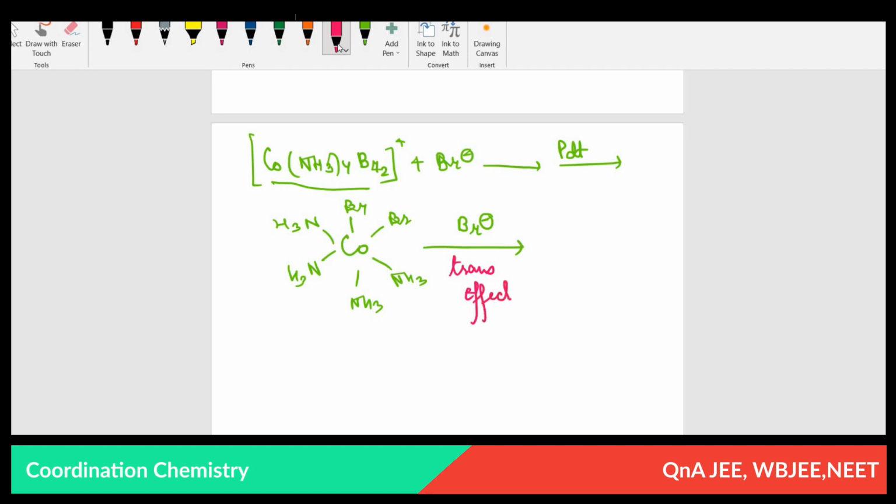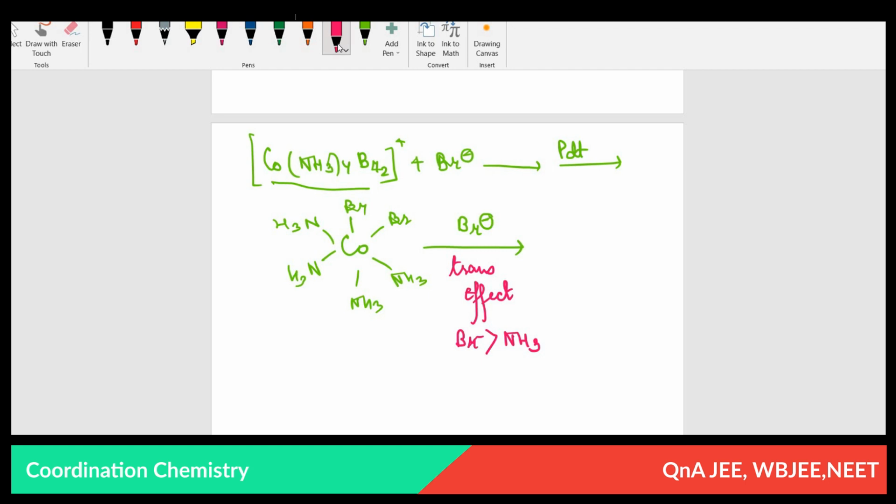Now, you don't need to know exactly what trans effect is because it's a huge concept, but what you need to know is that trans effect is when certain species which enter into a complex have a greater power to obtain the trans position than the given ligand in the complex. I'll repeat once again. Trans effect is the phenomenon by which any entering ligand will have a greater power for this trans position as compared to the existing ligands. Alright. Now, according to the trans effect series, bromine minus has a greater trans effect than NH3.